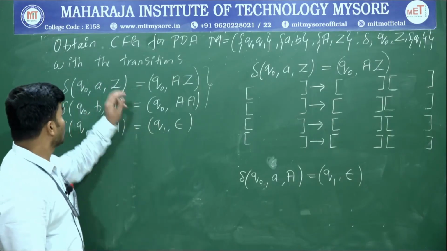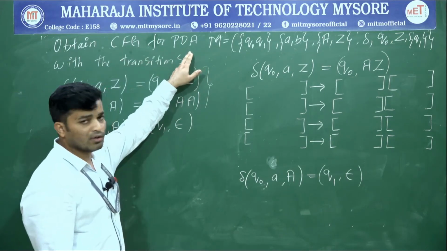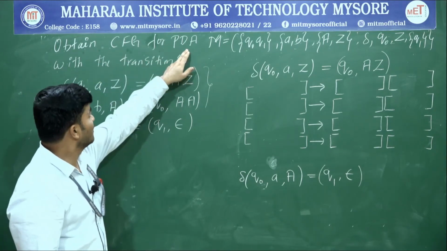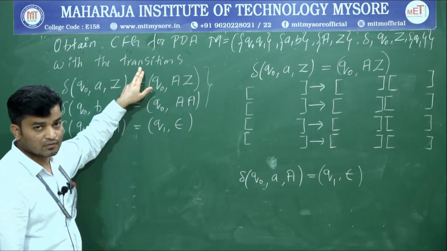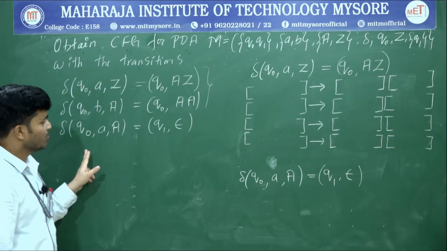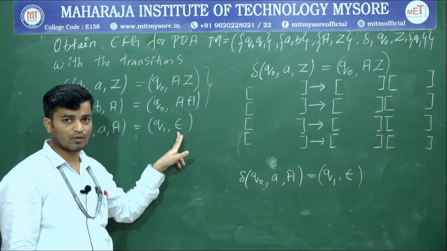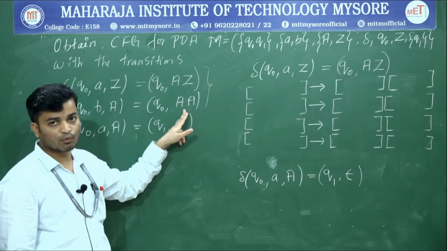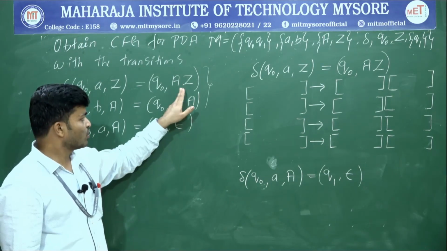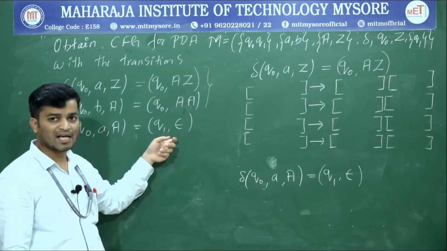So again I have taken one more problem in conversion of a given PDA into context free grammar. That is, obtain CFG for the given PDA with the following transition function. They have given only 3 transition functions. If you observe here, in the first 2 we have 2 terms, in the last we have only epsilon. If I have 2 terms I have to apply one rule, and if there is epsilon I have to apply one more rule. I will solve the first one, and in the same way solve the second one. Again I am going to solve the last one.